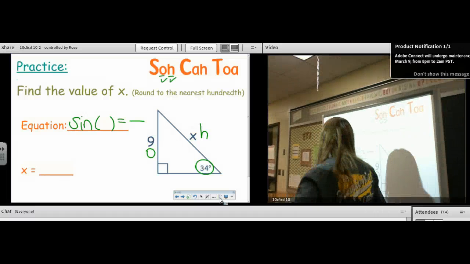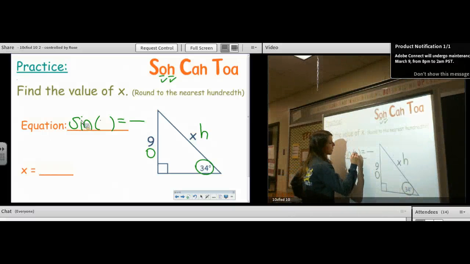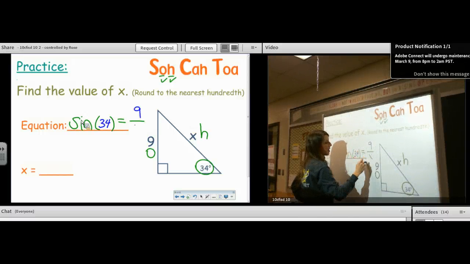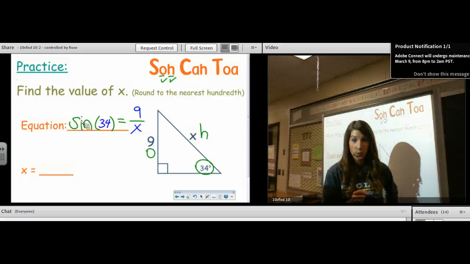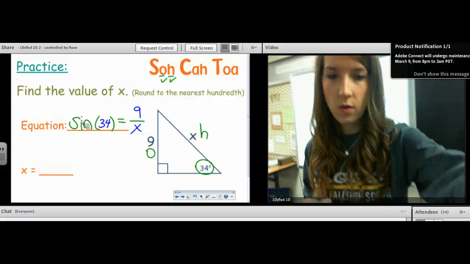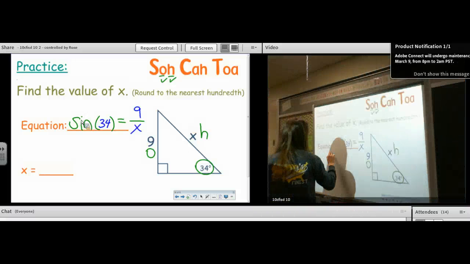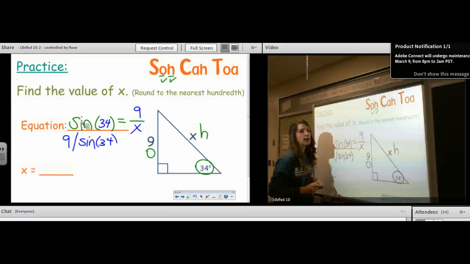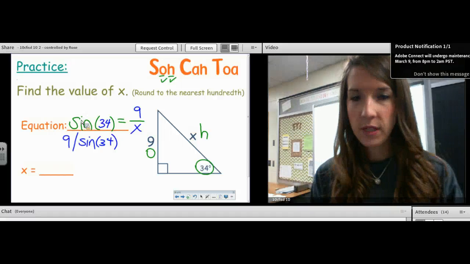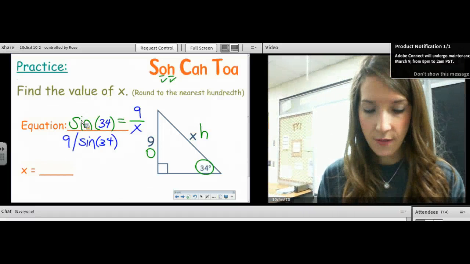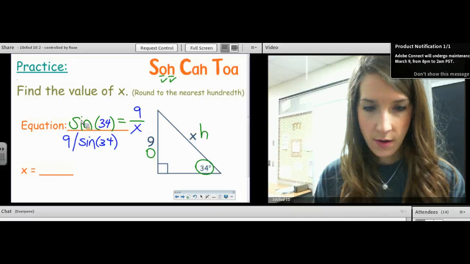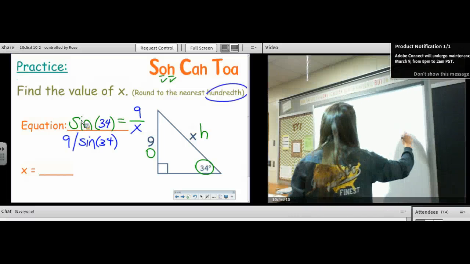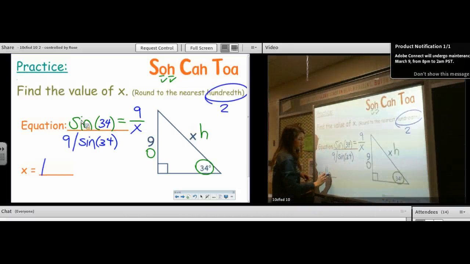So in parentheses, we always put the angle. The angle goes there every time, 34. And then we put it in order, O and then H, opposite and then hypotenuse. Then you play Where's Waldo, where's x? It's in the denominator, and we know denominator, divide. So you put the 9 first, 9 divided by sine 34. Never put the trig function first. Always put the side first. 9 divided by sine 34, 16.09. Nearest hundredth means 2 decimal places. 16.09.